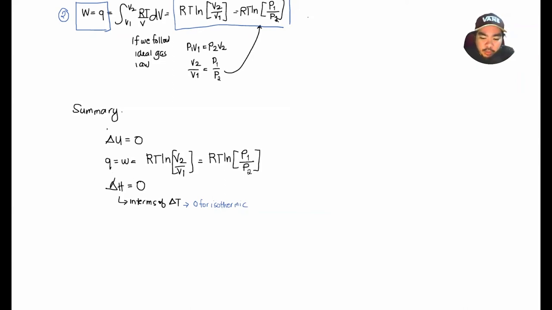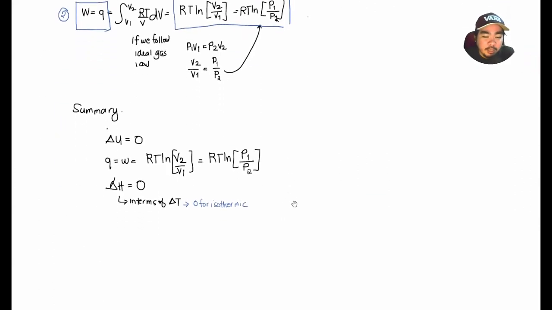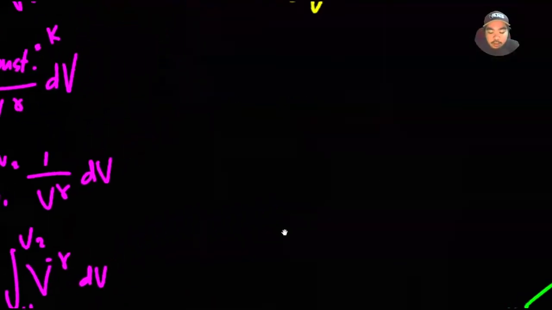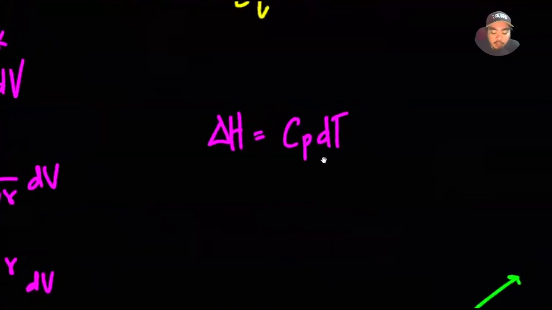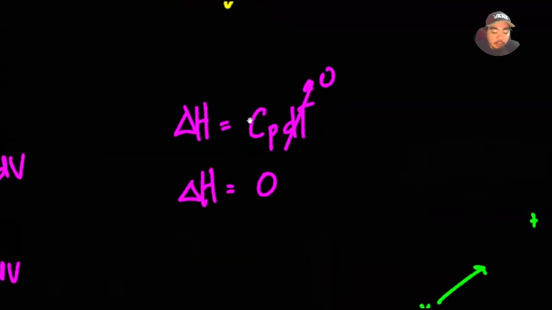And maybe you got confused with what I said about PdV and VdP. We can also think about it in terms of CpdT. So we know that delta H is equal to CpdT. Right? This is one of the definitions as well. But this Cp is the heat capacity at constant pressure, no? So if you think about it, if your delta T is equal to 0, because you're under isothermal conditions, this is equal to 0, then delta H is equal to 0 as well. So in equation form, this is maybe easier to understand when we substitute it this way. Okay, so that's why delta H will also be equal to 0 for isothermal processes.